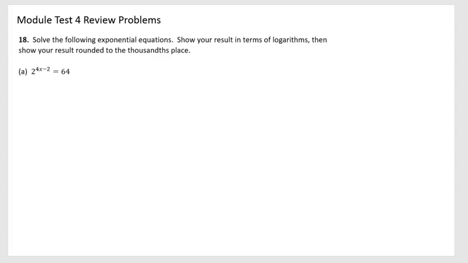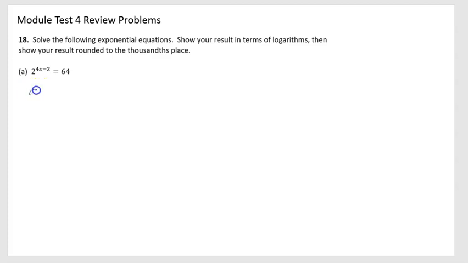So for number 18, we're supposed to solve the following exponential equations, show your results in terms of logarithms, and so what I mean by that is exact answers, then show your result rounded to the thousandths place. So a problem like this, you can write with a common base. So you don't have to take the natural log of both sides on this problem, although you can, and I can show you that.